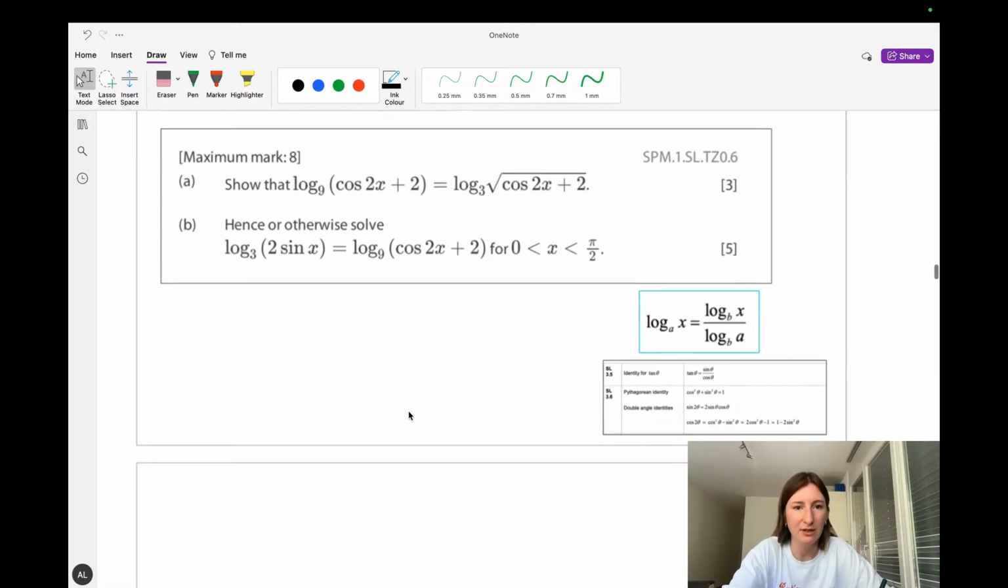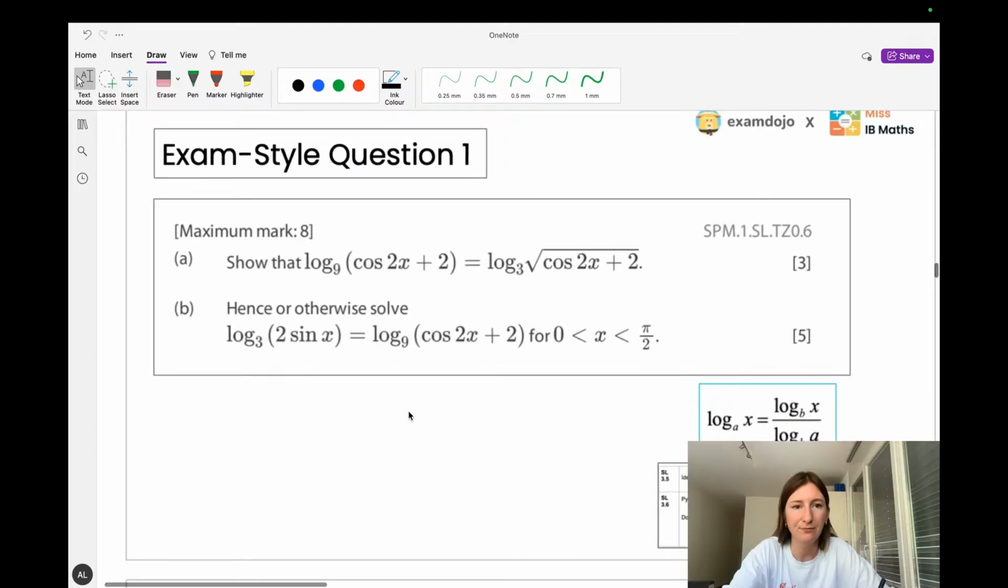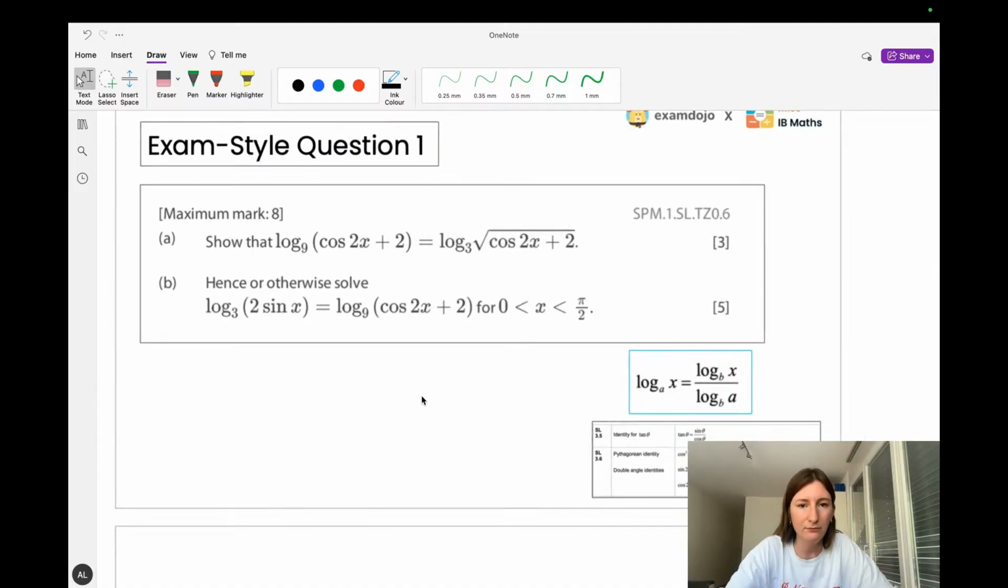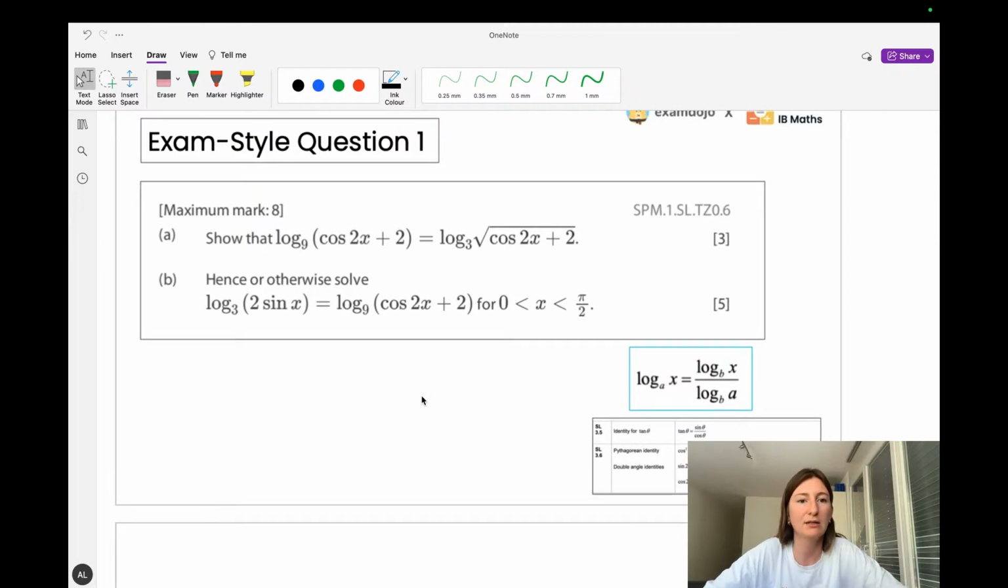Okay, so let's do an exam style question. We're bringing in some log revision here. Just checking there's no comments in the chat. No. Okay. All right, so logs and identities going on here.